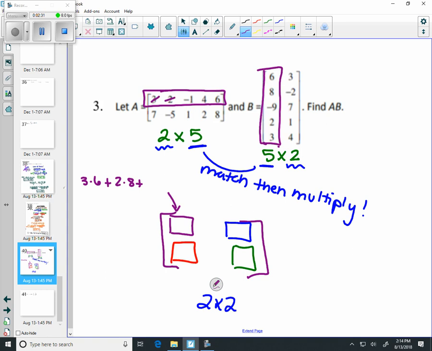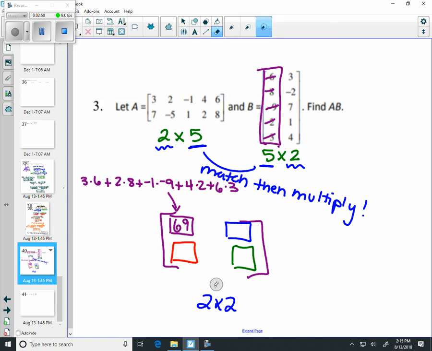plus -1 times -9 plus 4 times 2 plus 6 times 3. And that's going to give you that first entry. And for this one, that is... So if you would like to put this in your calculator, go ahead and get that in your calculator. You can absolutely do this in your calculator. You can also do the rest of this by hand, which is what I'm going to do just really quickly.